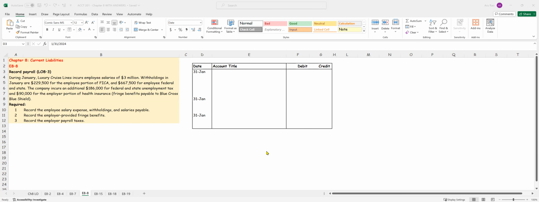Welcome back. Let's take a look at another exercise in which we look at payroll liabilities. This is a relatively straightforward exercise in which all calculations are done. We just need to do the journal entries.